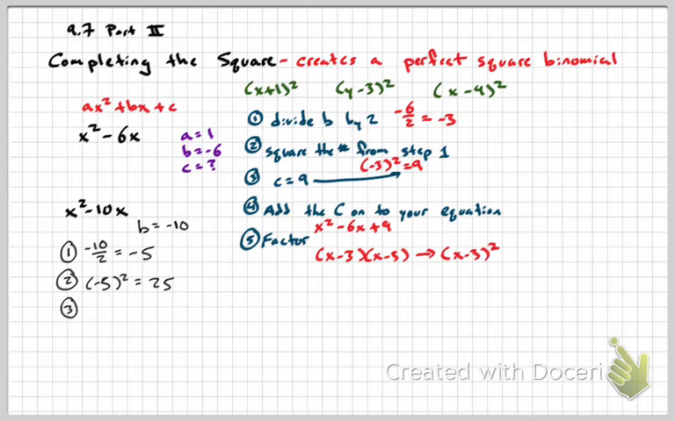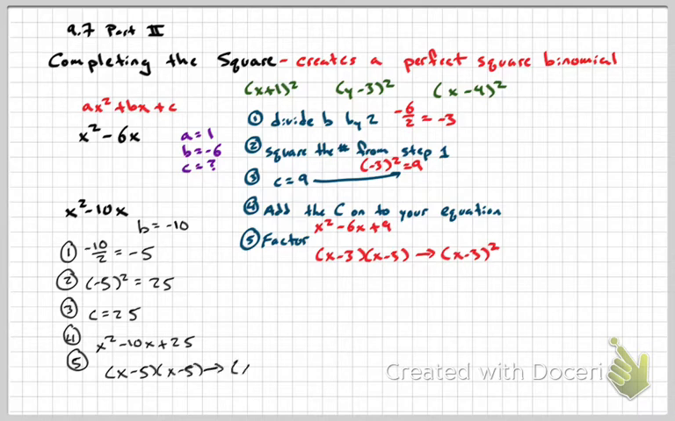Step 3, identify the 25 as your c. Step 4, plug it back onto my equation, x squared minus 10x plus 25. Step 5, factor that puppy out and get your perfect square binomial. Two numbers that multiply to 25 and add to negative 10 are negative 5 and negative 5. Done. Little hint, the number you get from step 1 is the number that goes in right here. Okay? Notice negative 3, negative 3.